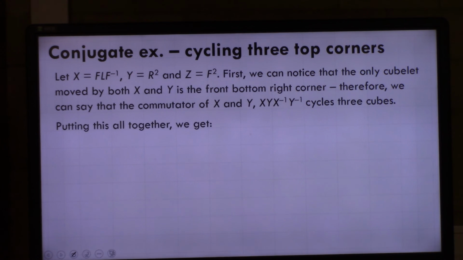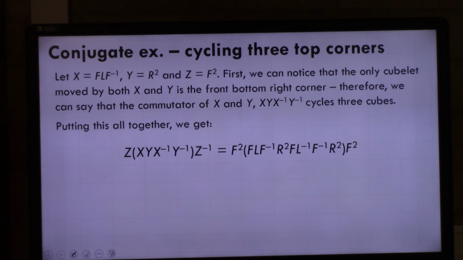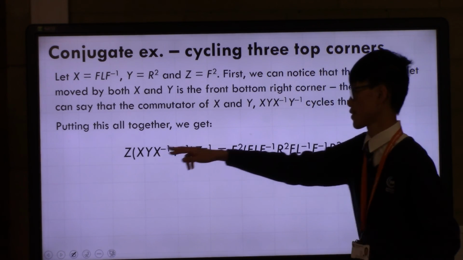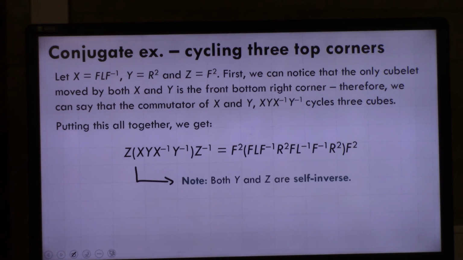And we can watch this in a minute. So this is our conjugate. This is the 3 cycle, and this is bringing those corners into the right place and replacing them again at the end. And just quick notes, both y and z are self-inverse. Can anyone guess what that means from here? Does it mean that if you times it by itself, you get the identity? Yeah, and can you see why that makes sense? Because if you rotate twice and you rotate twice again, you've done nothing. Okay.